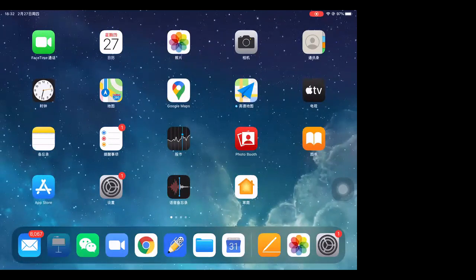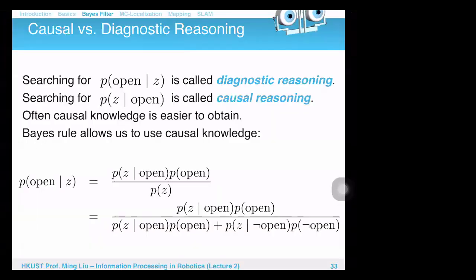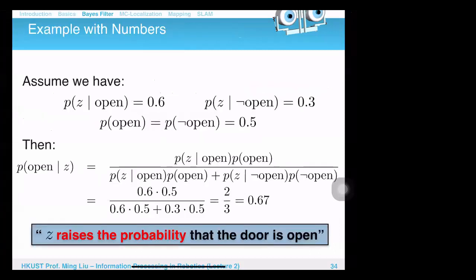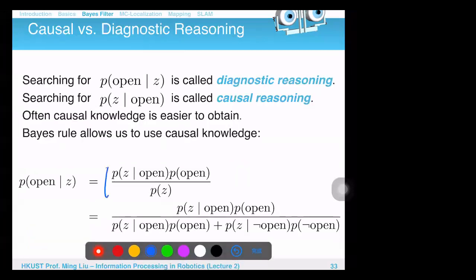Okay. We discussed the causal and diagnostic reasoning. If you have any questions, please let me know. Otherwise, we will go on. Any questions? No. Okay, good. So once we have this equation, then the solution is easy, right? You see, we decompose that with the Bayes equation or total probability, and then this term can be decomposed as the marginalization over open, right? This is a marginalization over open.